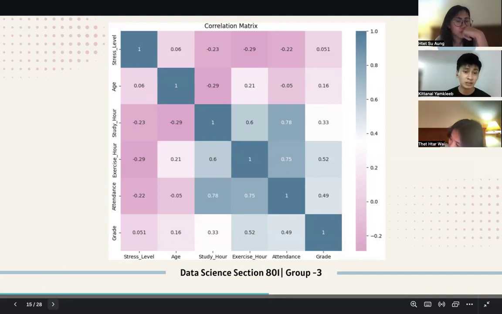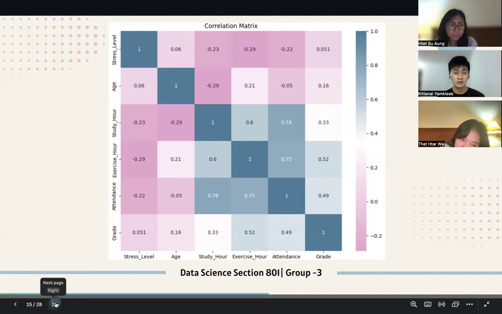On the next one, the study hour shows a strong relation with attendance and exercise hour. So it means that when students study more, their attendance score and exercise hour will significantly increase. But grade and study hour show a moderate relation, so their grade is slightly increased.